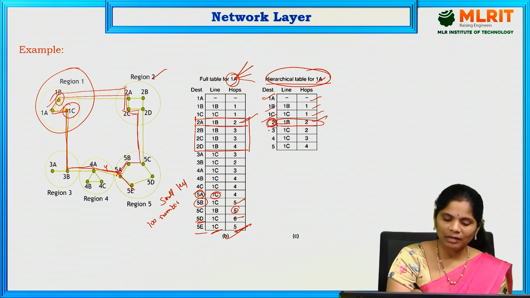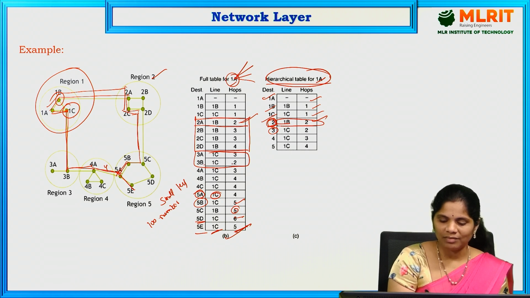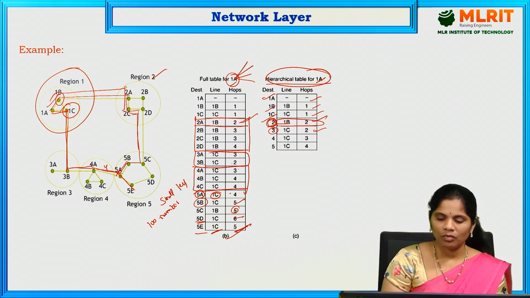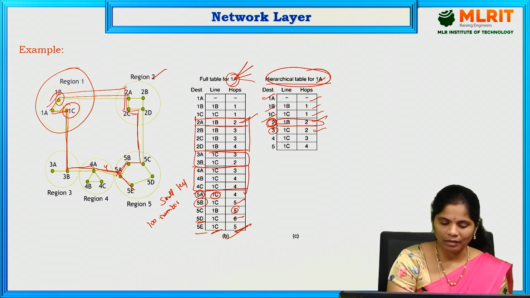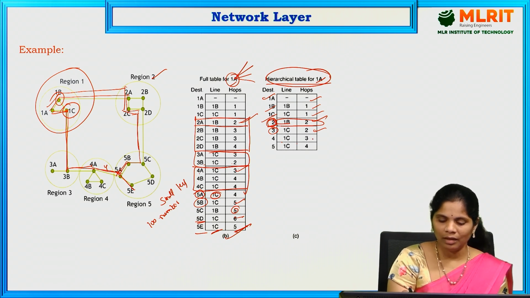And for region 3, we write one record. Region 3 is 3A, 3B. Which one is the shortest? 3A, 3B, 1C, 2. That is what we write here. And 4A to 4C. Which one is the shortest here? 3, 4, 4. So, what do we write? 1C and 3. 3 is the shortest. That's why we write 4A, C and 3.